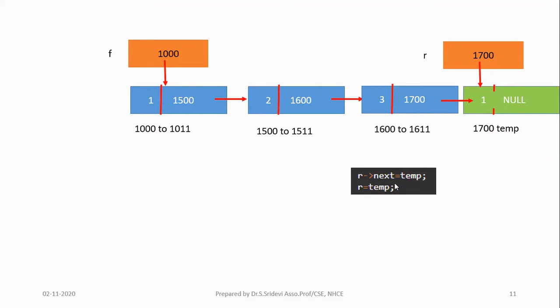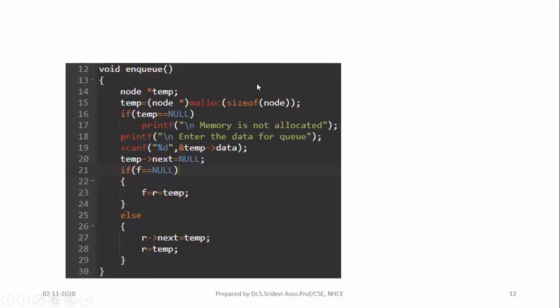For that, I am writing r arrow next is equal to temp. After that I have to update this place also, so I am writing r is equal to temp. When this is done, the last node will be the new node, whatever you have added. Right. So now let us see the function enqueue.